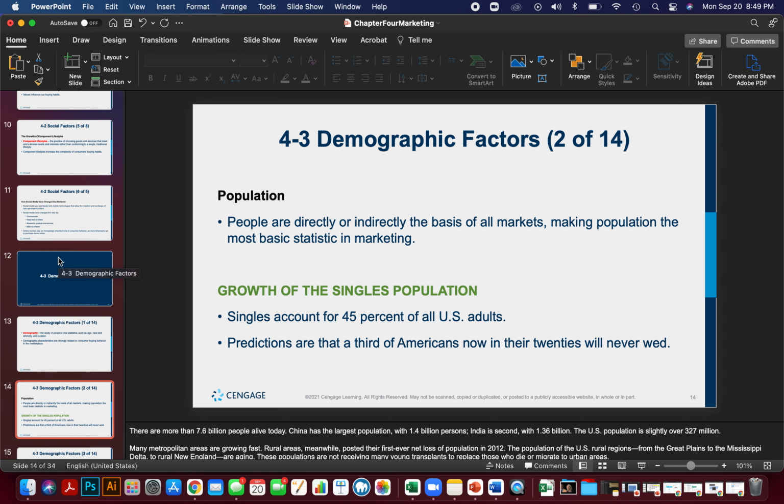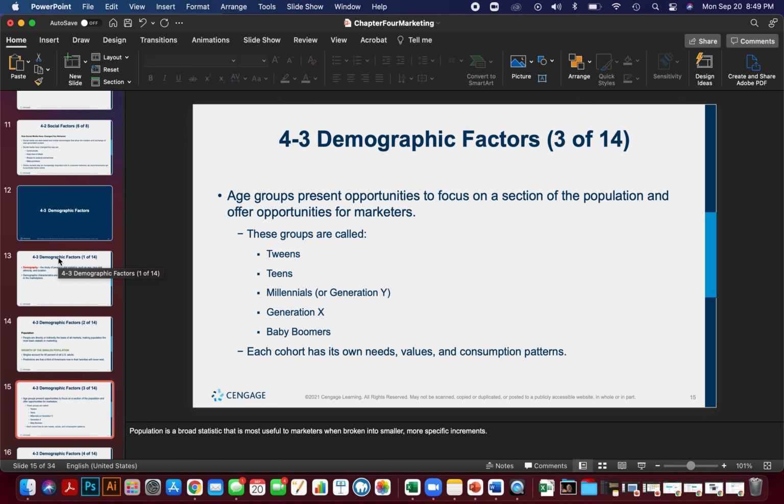Population is basically all the people that are directly or indirectly the basis of all markets, making population the most basic statistic in marketing. Different age groups present opportunities to focus on a section of the population to offer opportunities for marketers. In class, we were talking about segmenting into smaller subsets of the population.